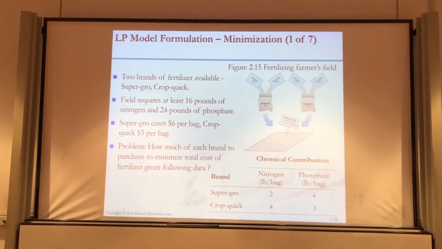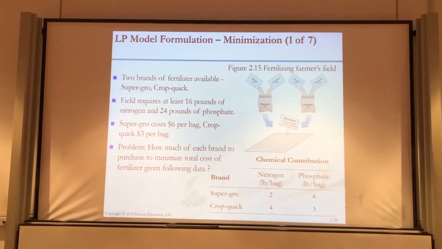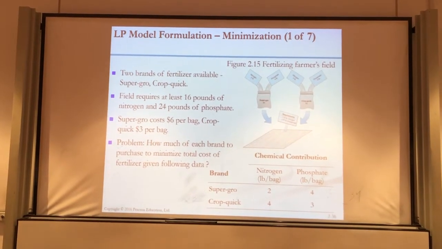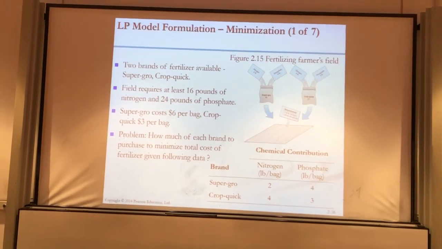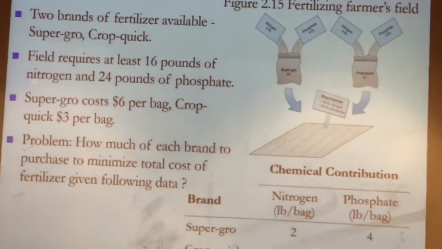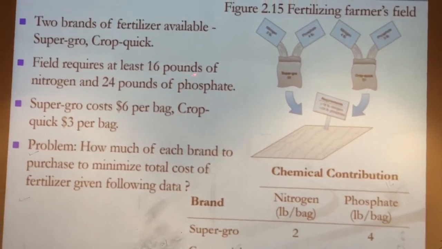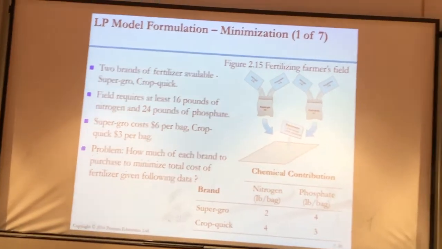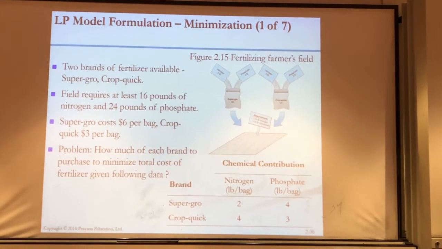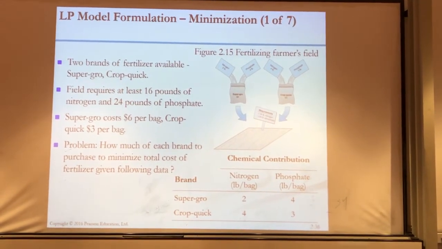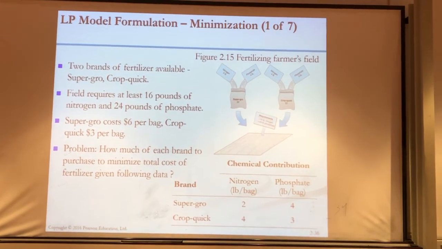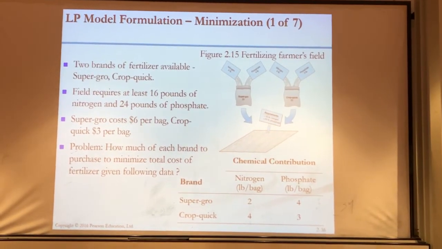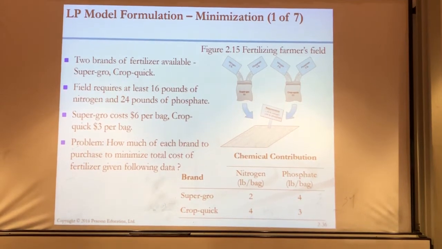Let's say we have a problem again. We have two brands of fertilizers available, Super Grow and Crop Quick. This field requires at least 16 pounds of nitrogen and 24 pounds of phosphate. Okay, this is the requirement for a field where we have to put these fertilizers. Super Grow costs $6 per bag and Crop Quick $3 per bag.